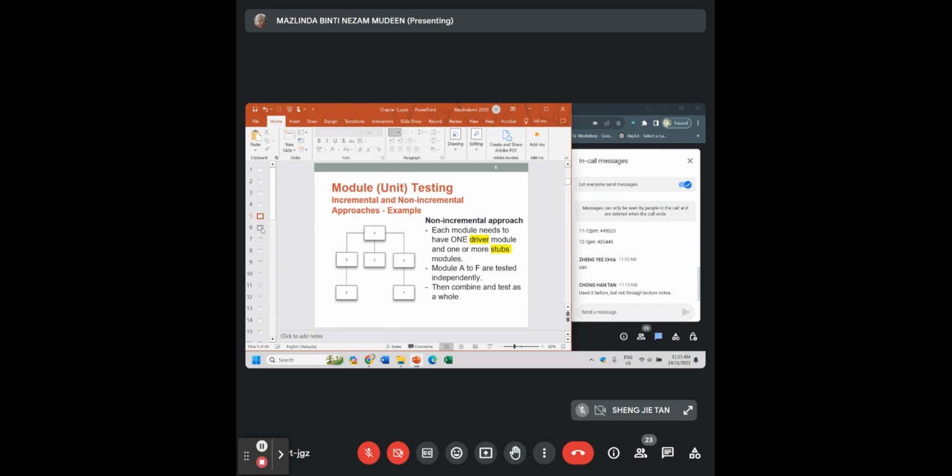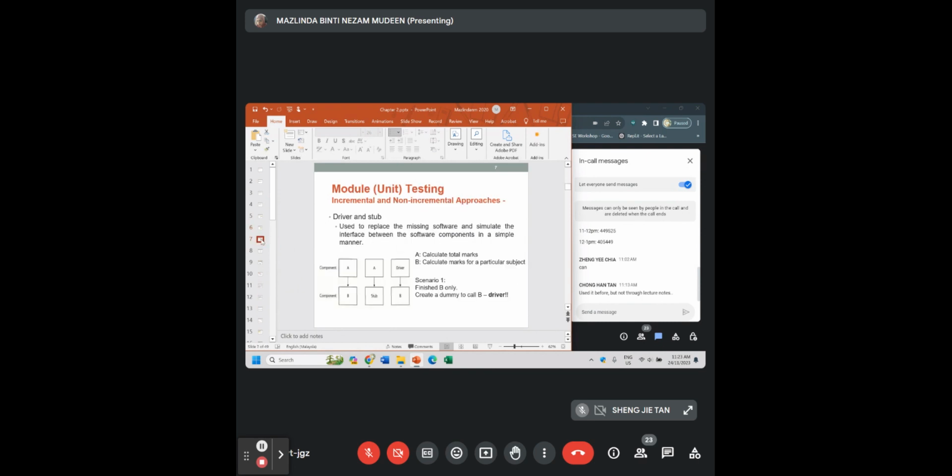Okay. So another big difference is the usage of dummy code during the testing. This is about the driver and stub. Both of them are actually dummy code, but the purpose when we are using them is at a different level. That's why we have different naming here.